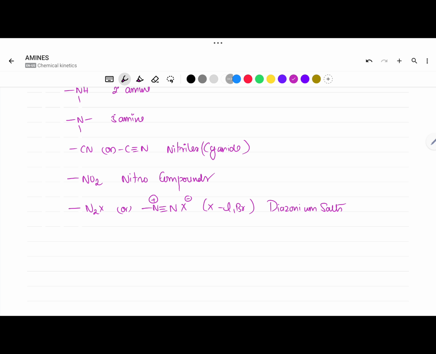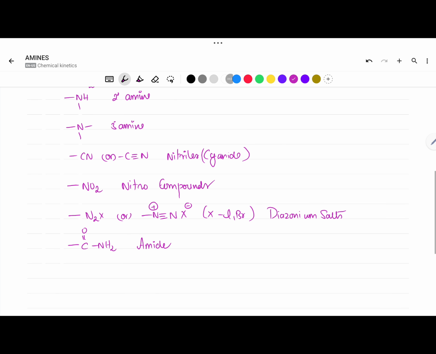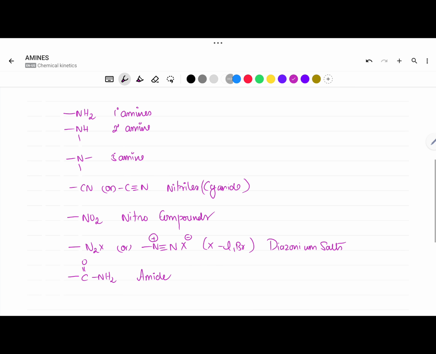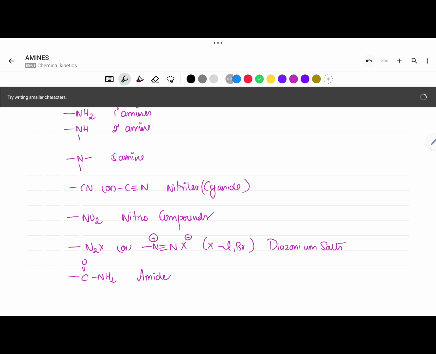Diazonium salts. And another important functional group which we will see is C double bond O NH2. So this is referred to as an amide. Okay, so these are some of the nitrogen based compounds. Mainly in this chapter we will be discussing these three compounds. Okay, this is what is of prime importance to us.